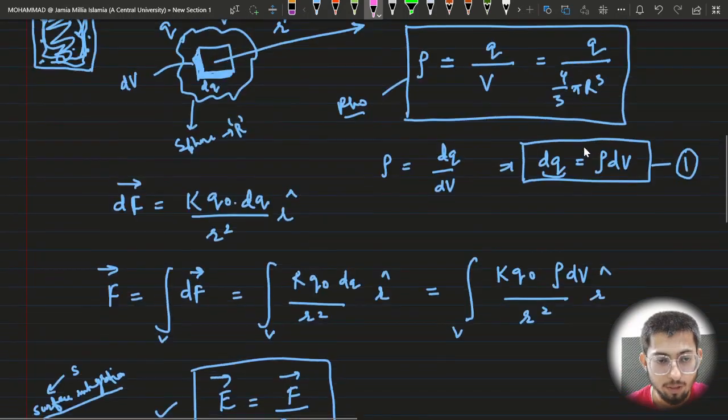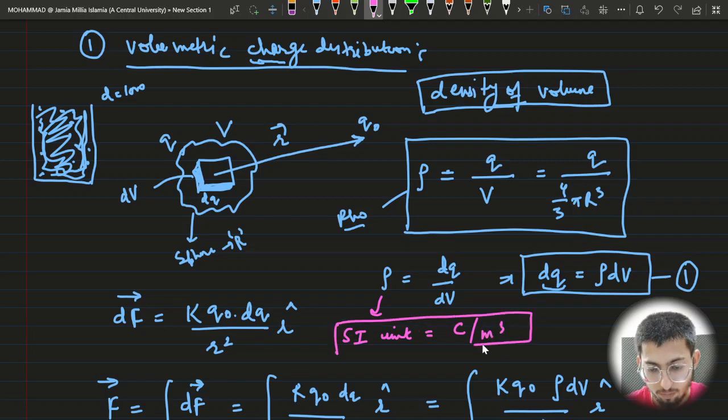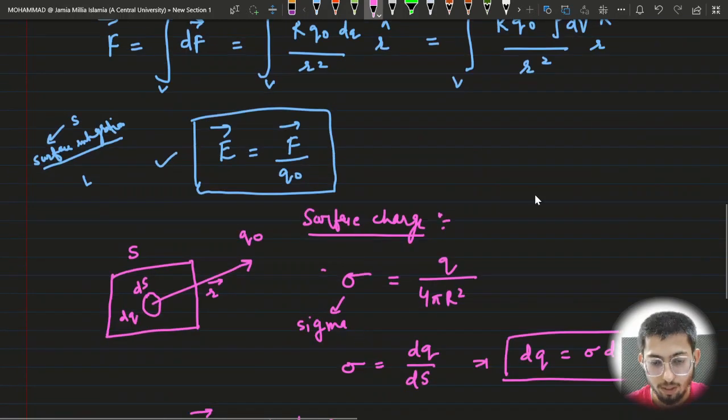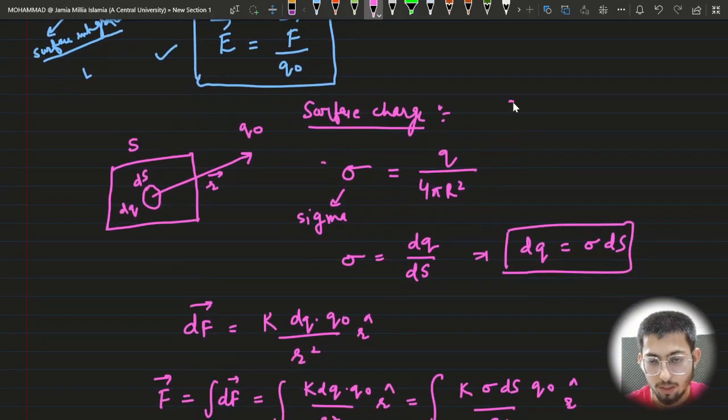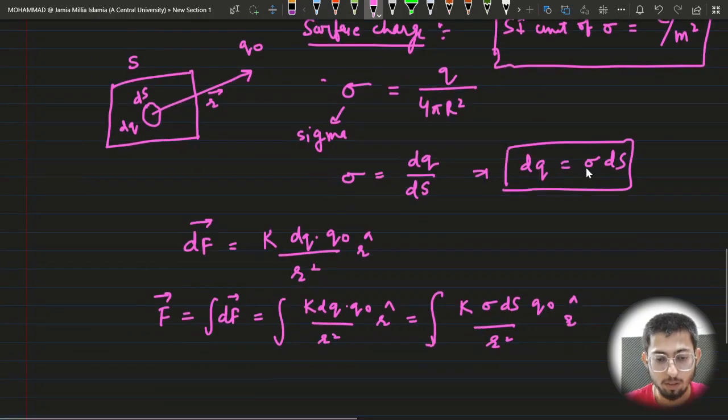I forgot one thing. What will be the SI unit of this volume charge density? Charge per unit volume, that is coulomb per meter cube. And for this sigma, what will be the SI unit of sigma? Coulomb per meter square, because it is on the surface, so area will be there.